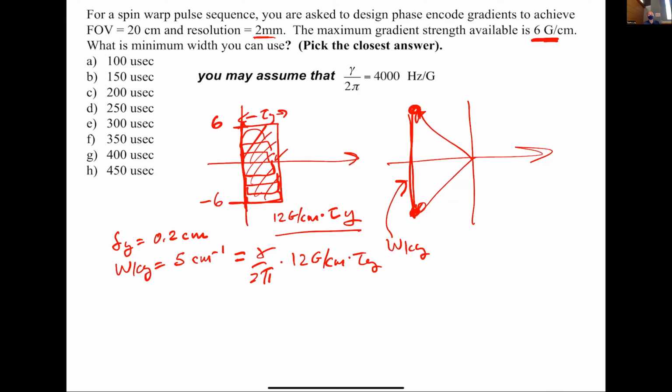So now we just solve for the time. All right, let's try that. Tau sub y equals 5 inverse centimeters. We have 4,000 here and 12 here, right? So let's see how that works out. This is 12 Gauss per centimeter, hertz per Gauss. Let's see if this works out.